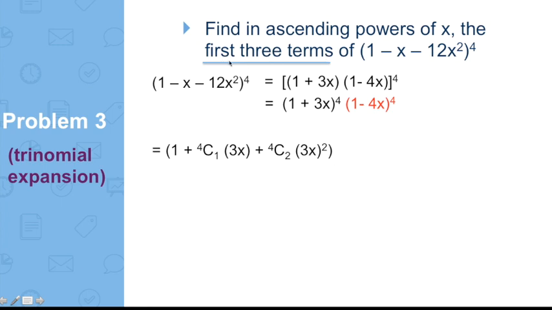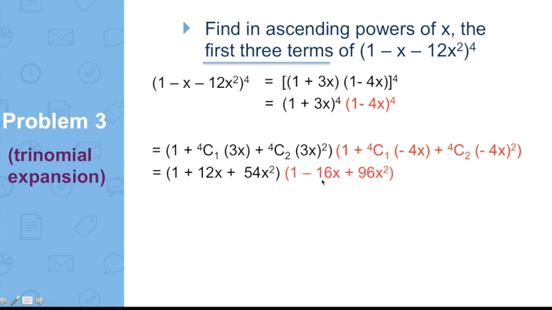Now again, first three terms. So if this is index 4, we should have 5 terms, but we don't need that, because what we want is only the first three terms. Okay, so for the other one, we have 1, 2, 3. Just be careful with the negative here. All right, so simplify, we will have 1 plus 12x plus 54x squared, and then we will have 1 minus 16x plus 96x squared for the other factor.